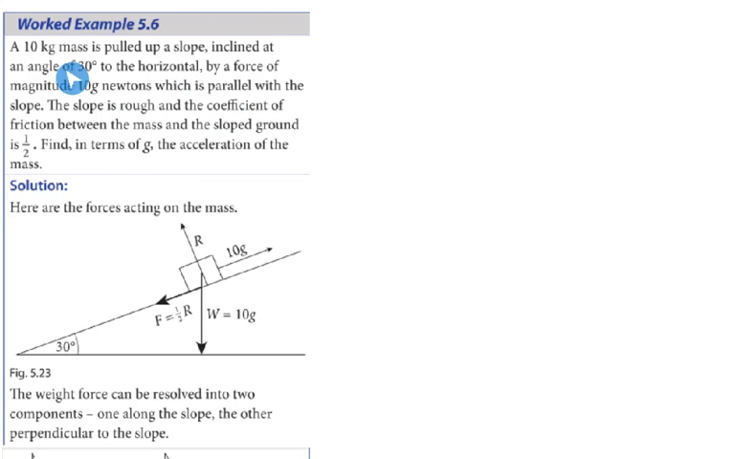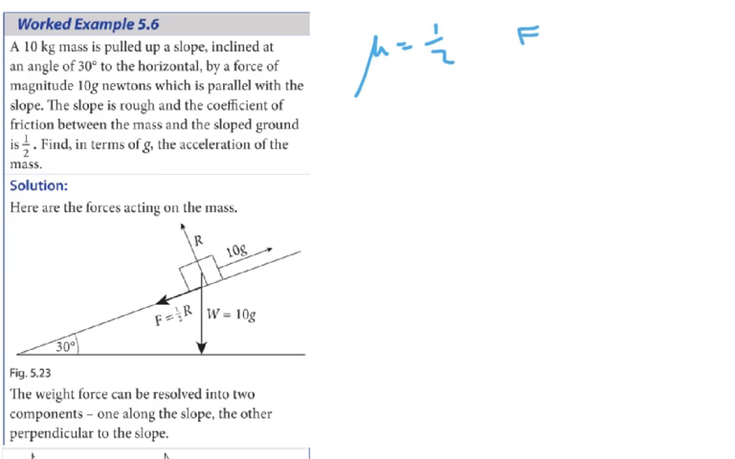A 10 kilogram mass is pulled up a slope inclined at an angle of 30 degrees to the horizontal by a force of magnitude 10g newtons, parallel to the slope. The slope is rough, and the coefficient of friction between the mass and the slope is a half. So mu is equal to a half.